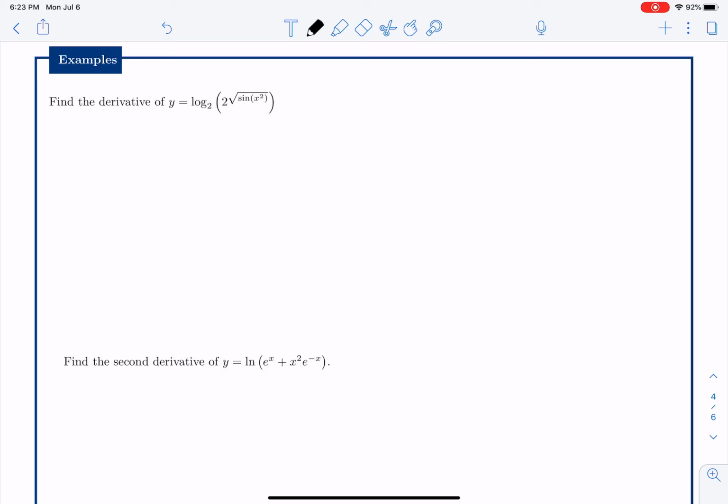So this problem looks like a very complicated problem, but by all means it is not. First off, we have log base 2 of 2 raised to sine, or square root of sine x squared. The log base 2 and 2 would go away.